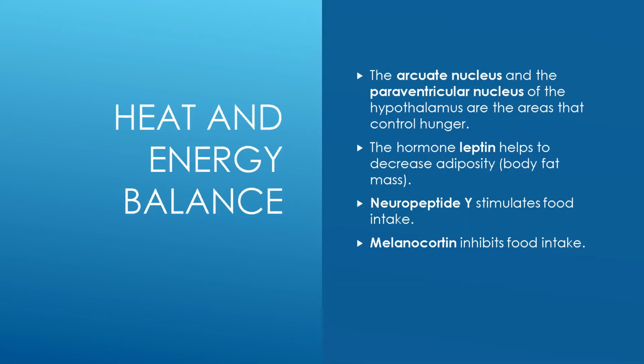Within the hypothalamus are clusters of neurons that play key roles in regulating food intake. Two hypothalamic areas involved in the regulation of food intake are the arcuate nucleus and the paraventricular nucleus.